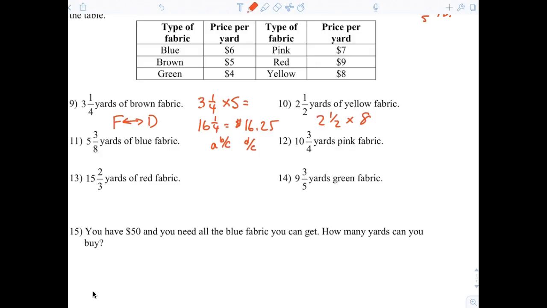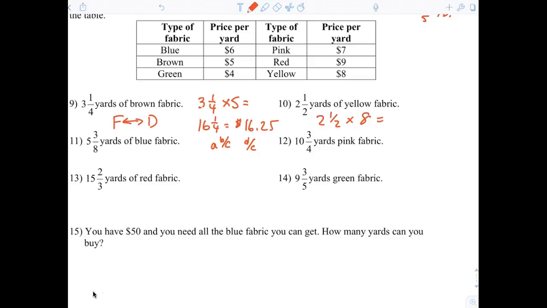The answer is not acceptable. The answer, is everybody hearing me? The answer is not acceptable. You have to write exactly what I'm writing down. That way, when you're studying, you know how you got the answer. All right? So now, what's 2.5 times 8?